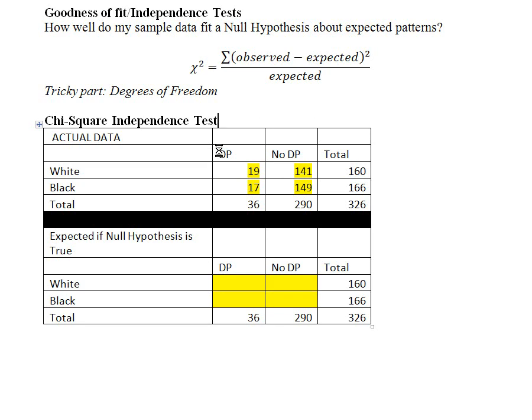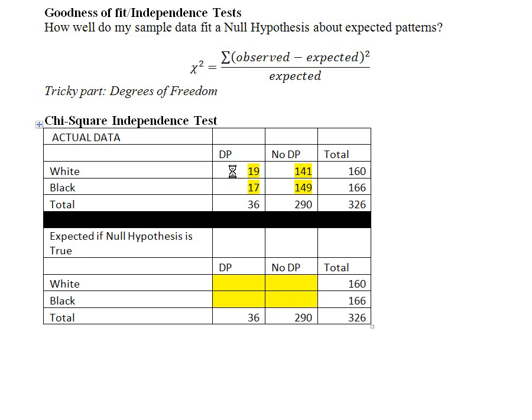Here is some actual data from a paper by Michael Radelet. I believe it was in 1981, where he was studying death penalty cases in Florida for murder. And kind of summarizing some of the data he was looking at, here are white defendants on the top row, black defendants on the bottom row. And we look at whether the white and black defendants received the death penalty or not for being accused of a murder.